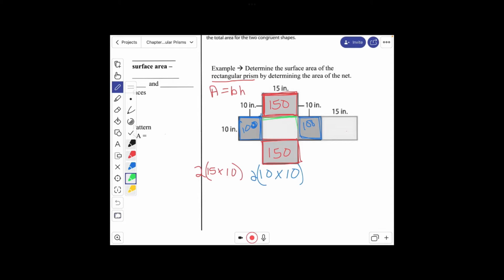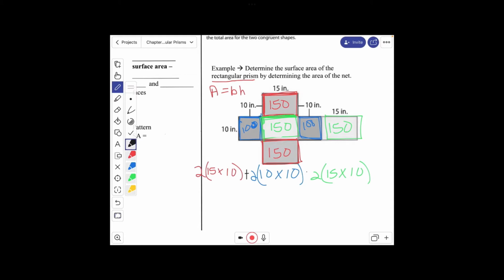Then we have the bottom of the box. And the base is going to be 15. And the height is 10. So that's 15 times 10. And the bottom is the same as the top of the box. So it's going to happen twice again. And 15 times 10 is 150. So this one's 150 and this one's 150.